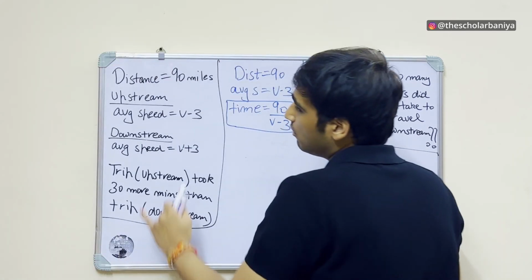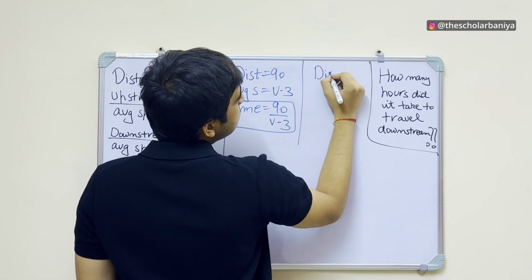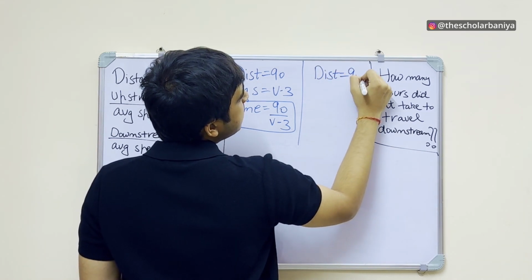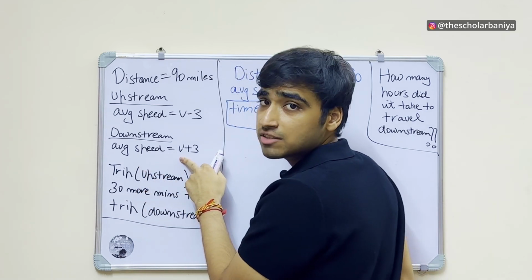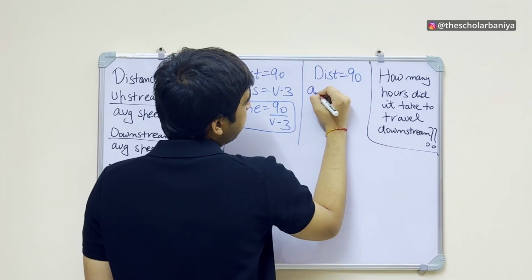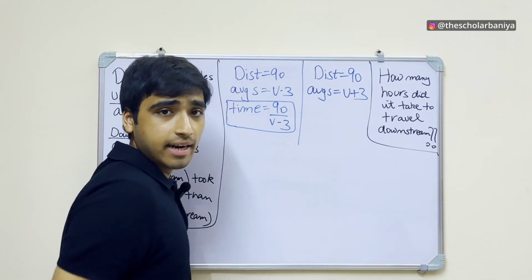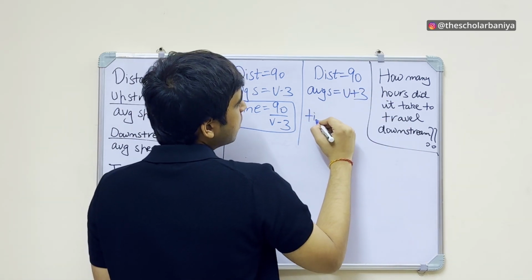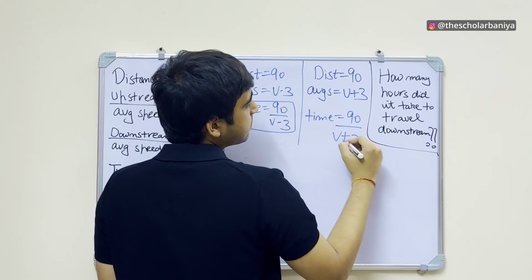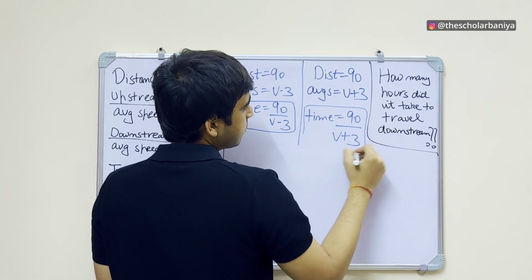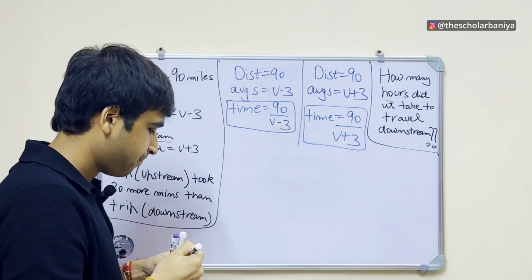Okay, now let's talk about downstream. So distance will again be 90, obviously the distance remains the same. The average speed is v plus 3. So what will the time be? The time taken will be 90 upon v plus 3. I hope this should be very clear, right?